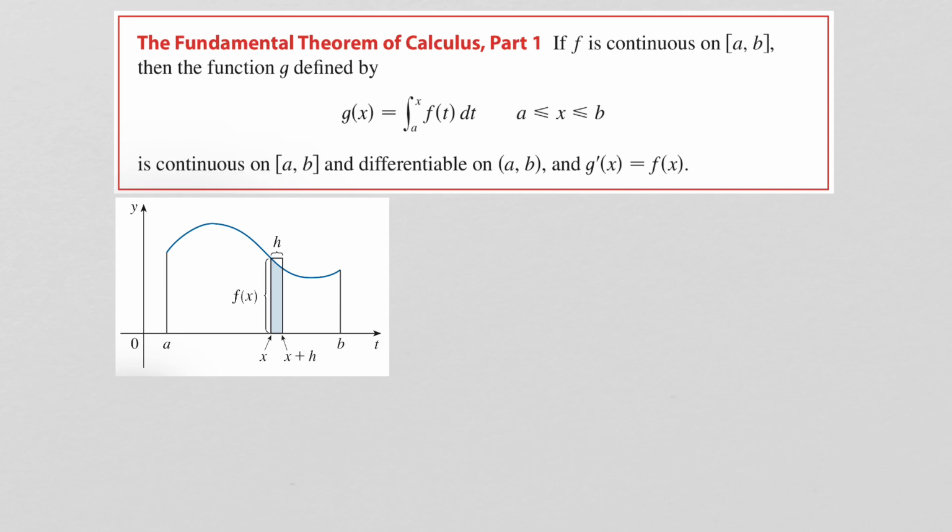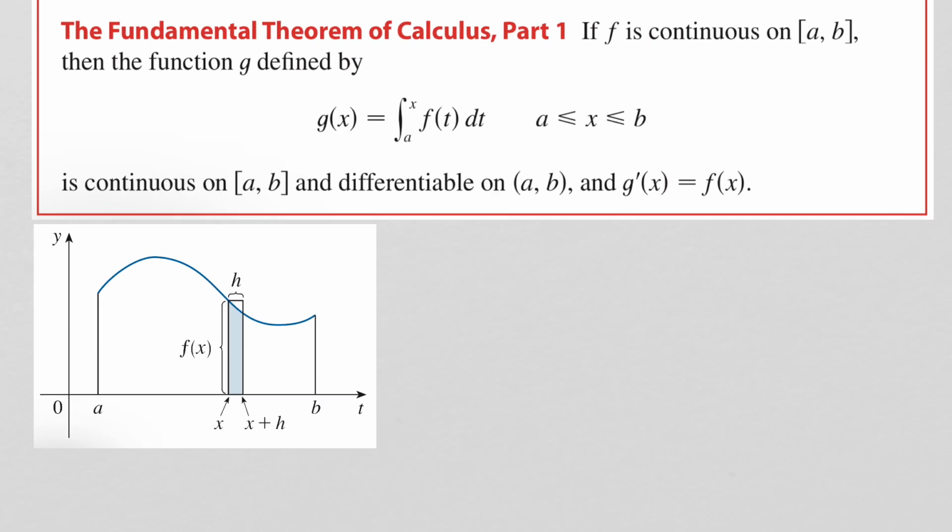Now let's take a look at the fundamental theorem of calculus, part 1. If f is a continuous function on an interval from a to b, then the function g defined by this integral is continuous and differentiable, and most importantly, g prime of x is equal to f of x.